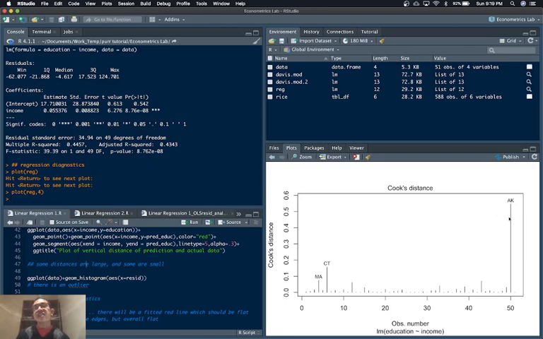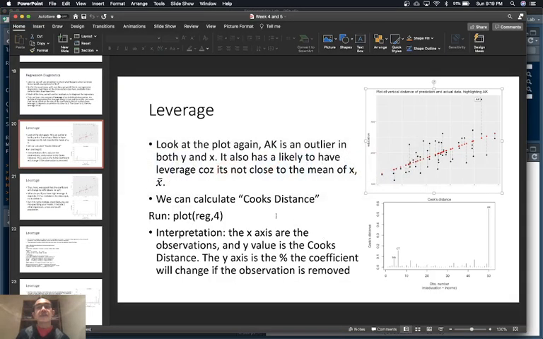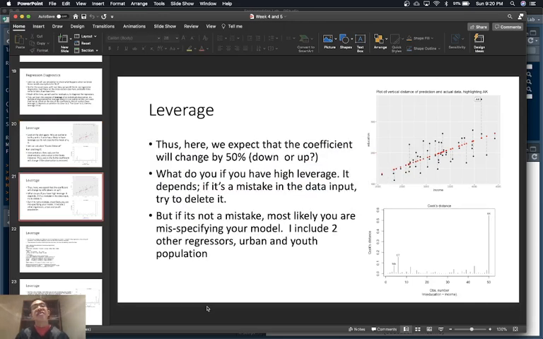outlier, or not just an outlier, but an observation with leverage. And if you have leverage, the higher the leverage is, the higher the effect on the coefficients will be. So we expect that the coefficient will change by 50% because of the size of Cook's distance, which is here. So what do you do if you have observations with high leverage? It depends. If it's a mistake in the data input, you try to delete it. In the homework, we'll try that.